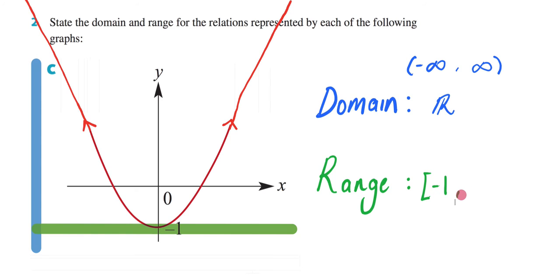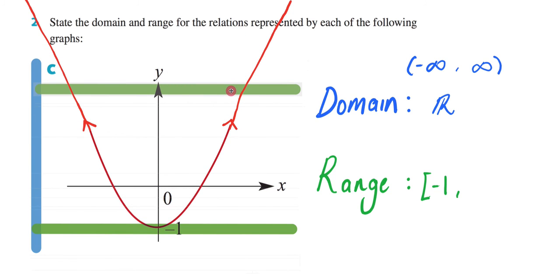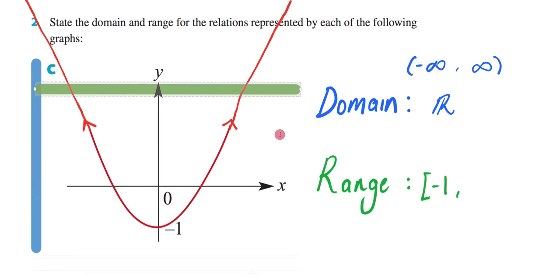But then what is my last y value? Well, as you can see, I'm going up and up and up and up, and I'm always going to touch the graph. So therefore, I'm going to say that my range begins at -1 and it goes on for infinity.